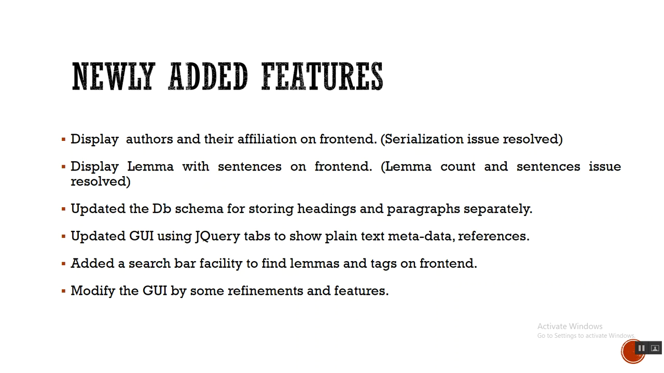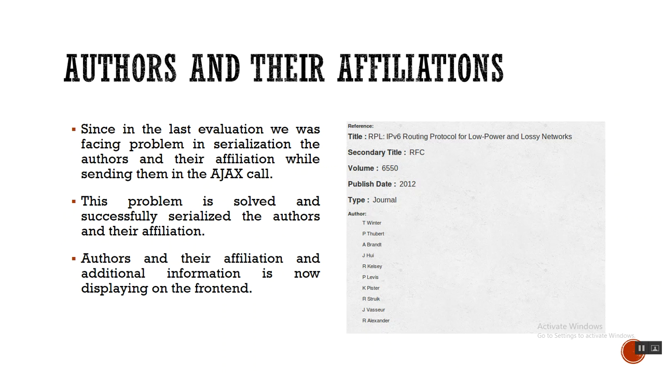Basically, in this evaluation we have resolved some issues which we were facing in the last evaluation. So now let's see what the issues were. The first issue we were facing was the serialization issue. We had extracted the reference authors and their affiliation, but we had not displayed them on the front end because we were facing a serialization issue when we passed this data to the front end. So we have resolved that issue.